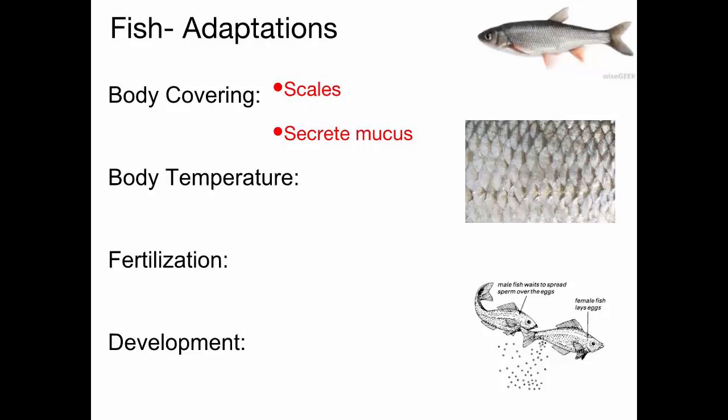So those are the scales of the fish. Now, one thing we're going to talk about with all of these classes of vertebrates is their body temperature. So what do you know about vertebrates and their body temperature? What are the two options? Warm or cold-blooded. Do you know what those mean? Fish are cold-blooded. So what exactly does that mean?